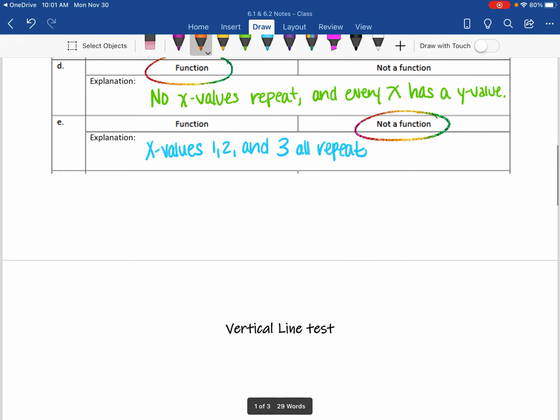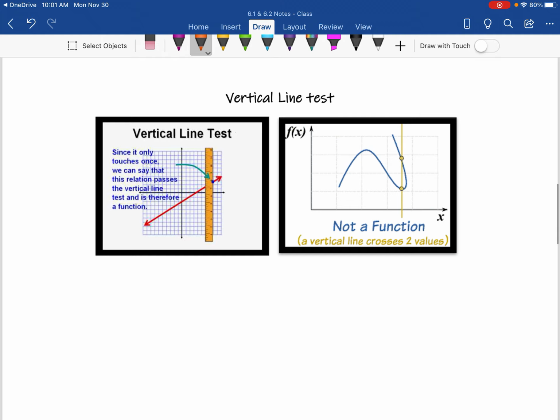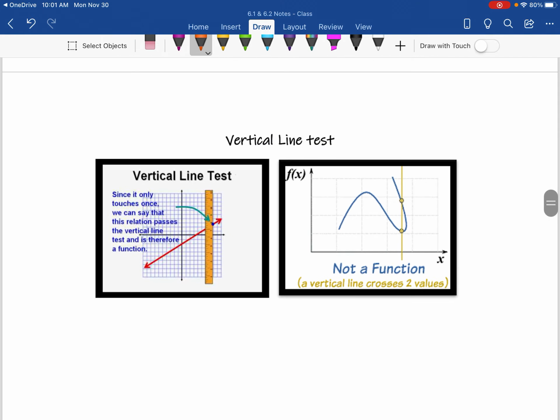Okay, now we're going to look at the vertical line test. So now we're going to look at a graph. So if we are looking at a graph, we're going to do what we call the vertical line test. Okay, and I want to make sure that you write this abbreviation down. VLT stands for vertical line test. Okay, so if something is a function, it passes the vertical line test.